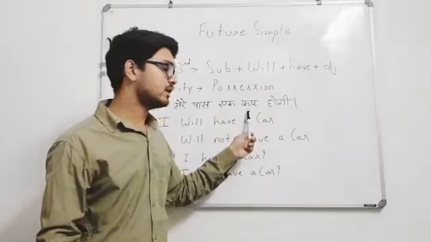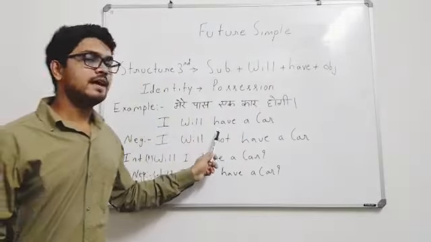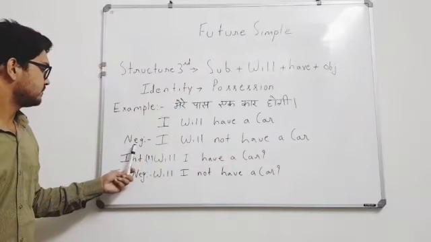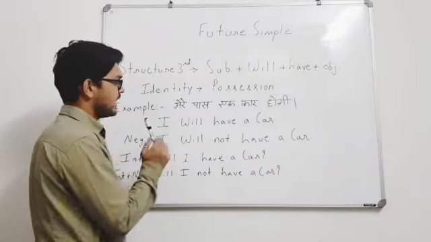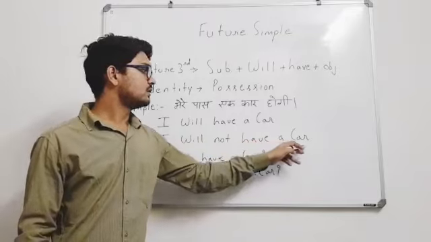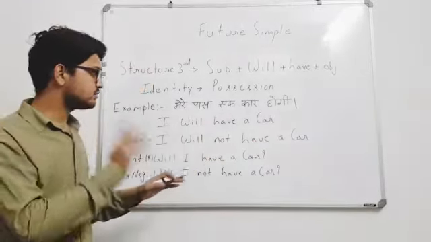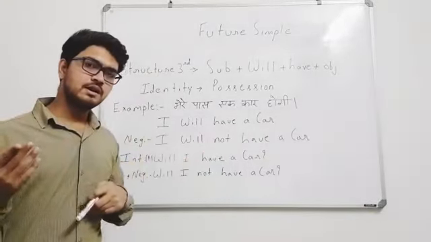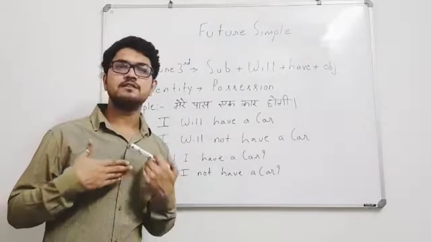From here we can find out the object, and that is car. So that will be: I will have a car. Got it? Next we have the negative sentence again. The negative sentence will be like: I will not have a car. You are not supposed to change anything. You just need to remember one thing: you can just put not, as we learned earlier, after the helping verb, and the sentence will be totally fine.